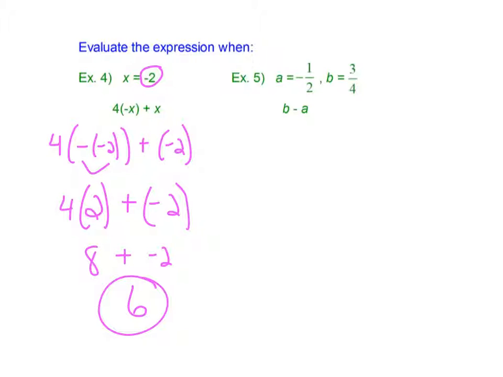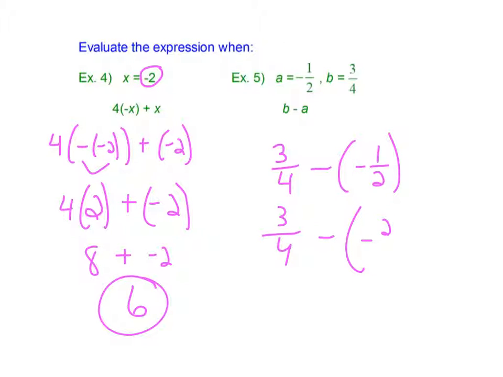Okay, next, example 5. I'm going to substitute a is -1/2 and b is 3/4. So I take b, which is 3/4, then I'm going to subtract a -1/2. I have to get a common denominator. So this would be a -2/4. And I'm subtracting a negative.